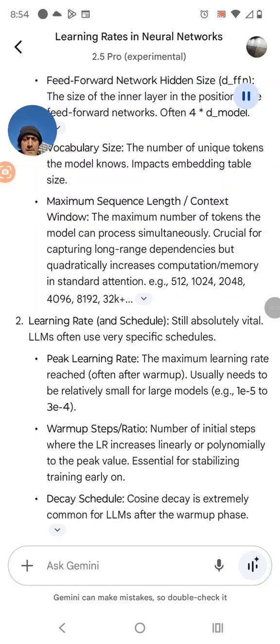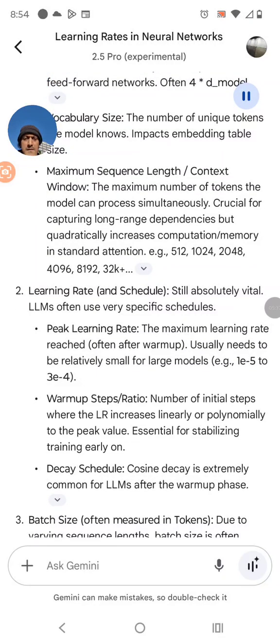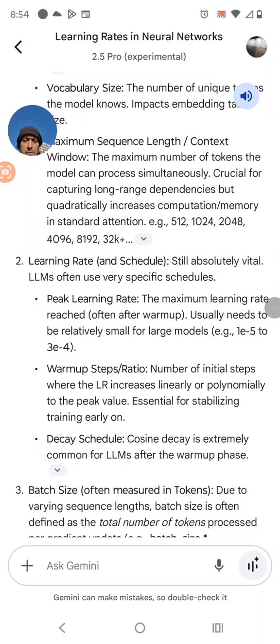2. Learning rate and schedule. Still absolutely vital. LLMs often use very specific schedules. Peak learning rate, the maximum. Now we are again in learning rate. So we set peak learning rate as a hyperparameter, warm-up steps ratio, number of initial steps where the learning rate increases linearly or polynomially to the peak value, essential for stabilizing training early on. Okay, that's good.